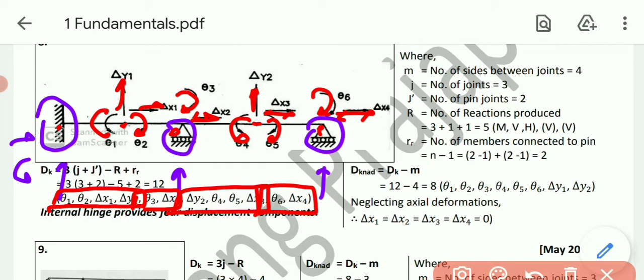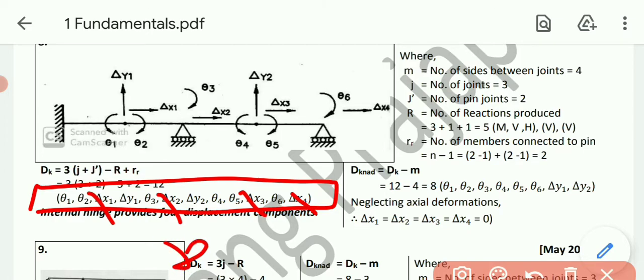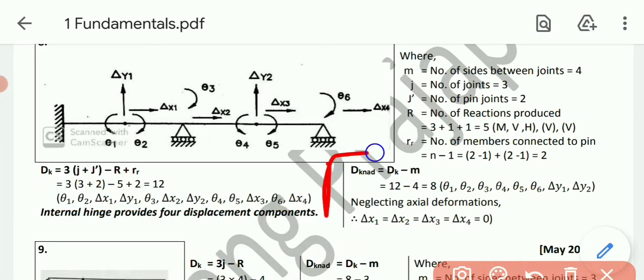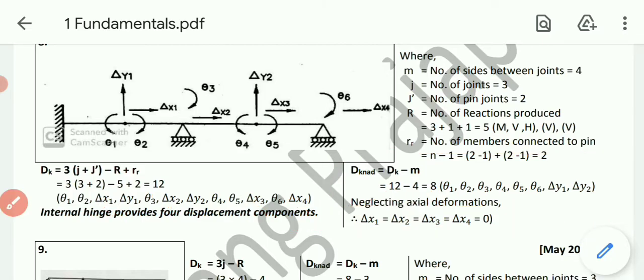Okay, so these are our displacements. Total 12 displacements are there, and out of this neglect the horizontal ones, delta x1, delta x2, delta x3, delta x4. So out of 12, 4 will be minus, so our final answer will be 8. You can directly say this. Clear? So DK none, that is DK minus m, 12 minus 4, answer comes 8. All these 4, delta x1, x2, x3, x4, are neglected, so this becomes 0.